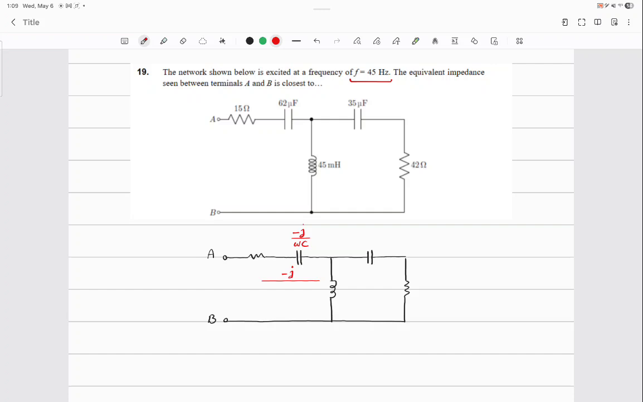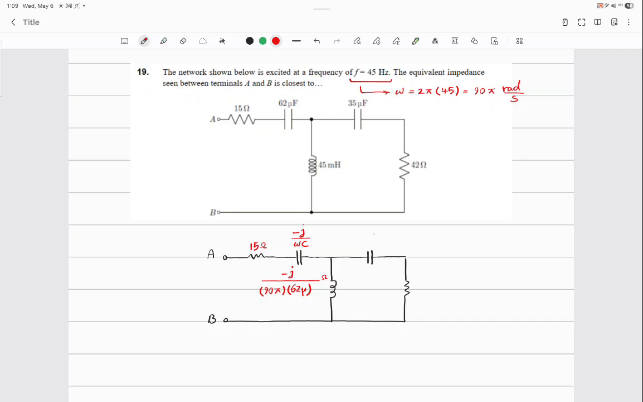What do you need for your calculation? Omega. So what is omega? 2 pi times this guy, which is 90 pi radian per second. Okay, so negative j over 90 pi times 62 micro. I don't care what the value is right now. I just want to move to the next one, but thank you. This one is 15 ohms.